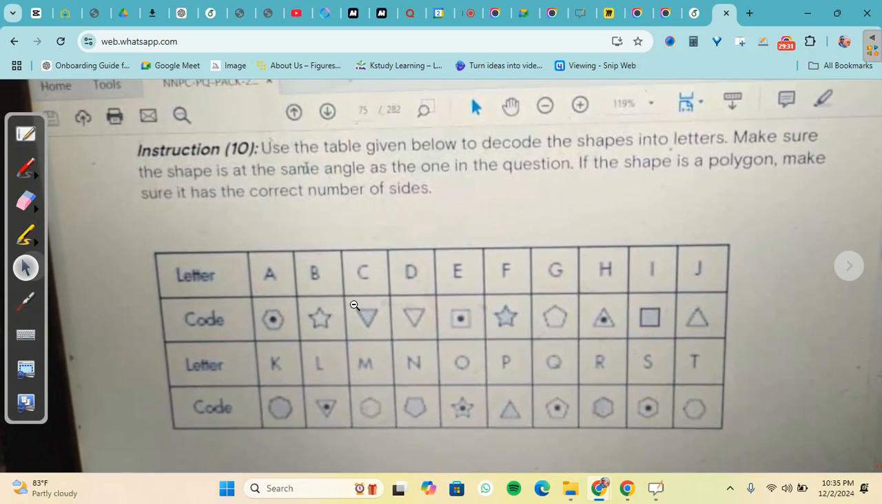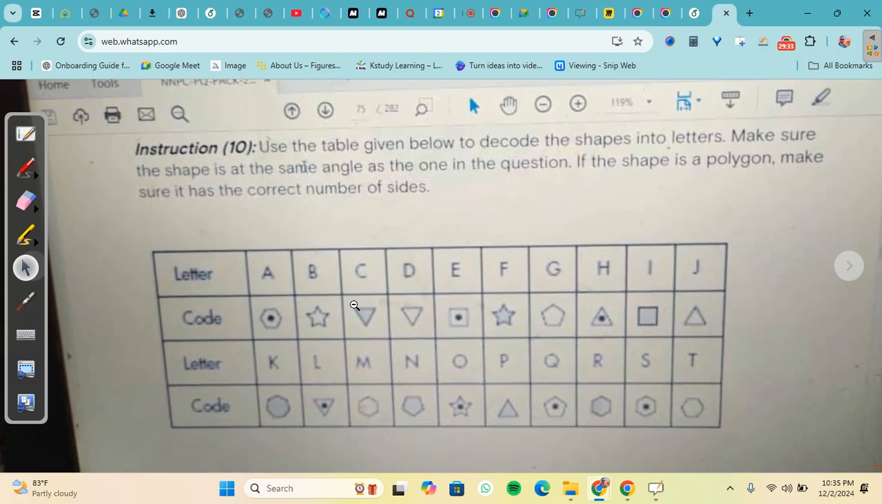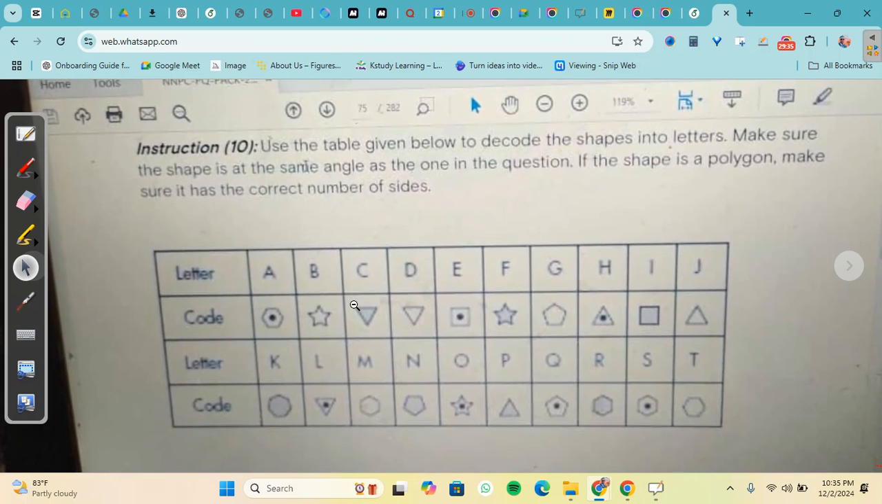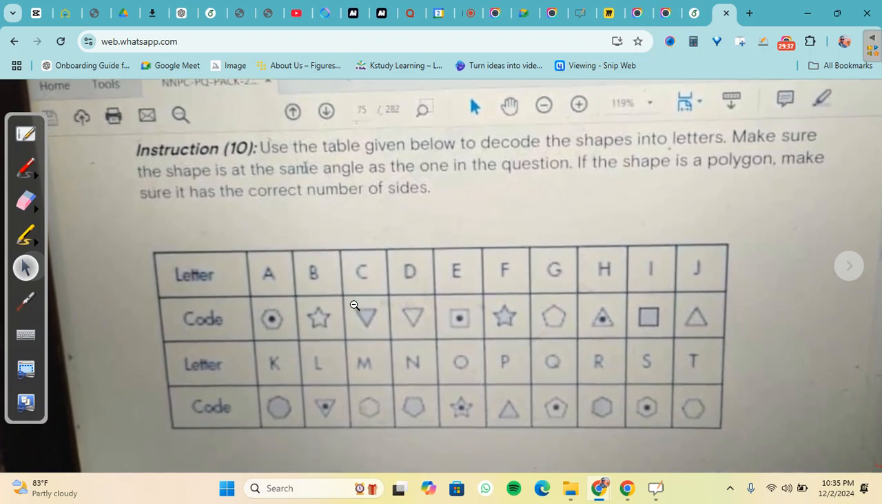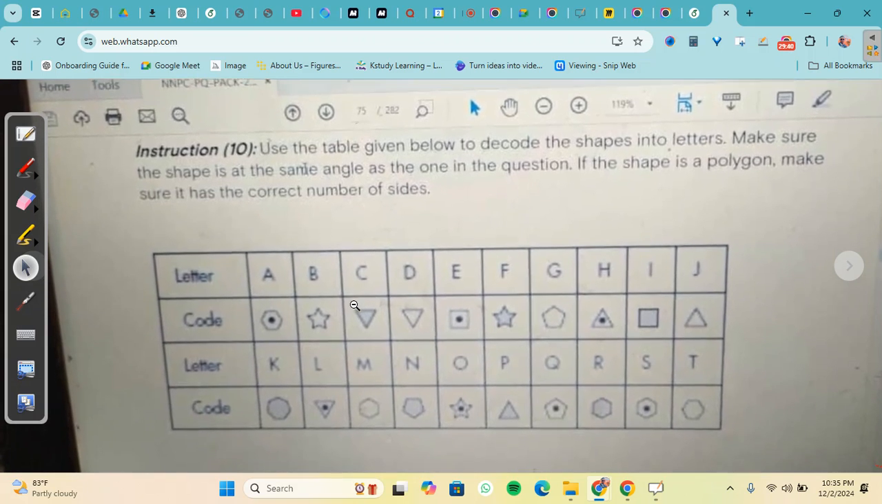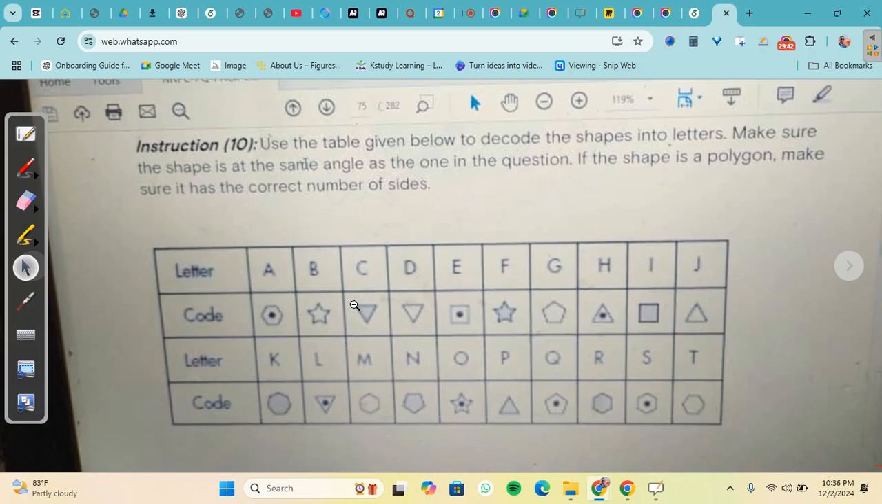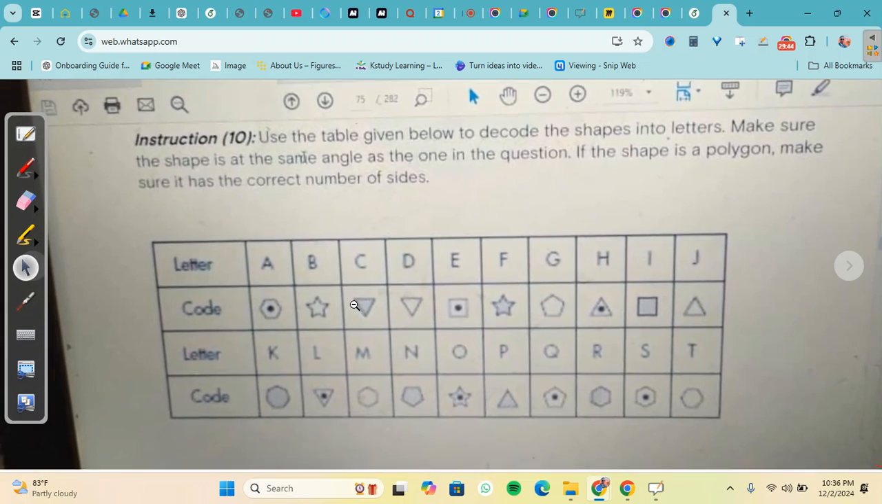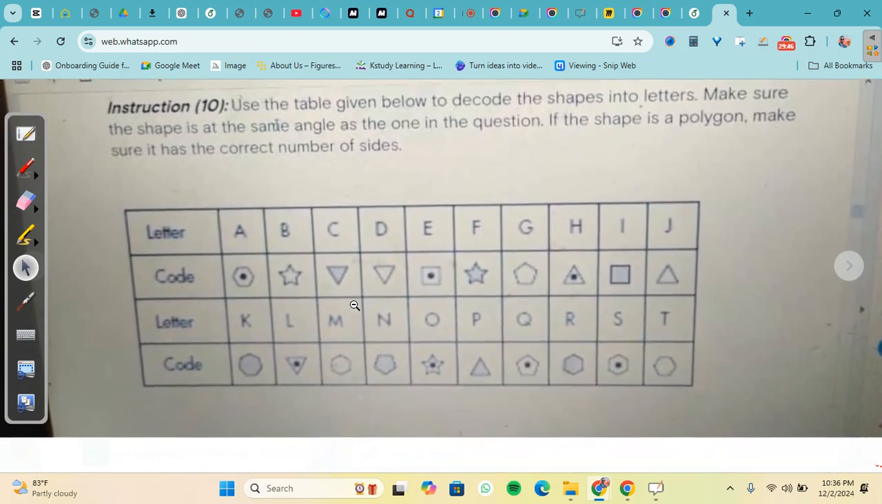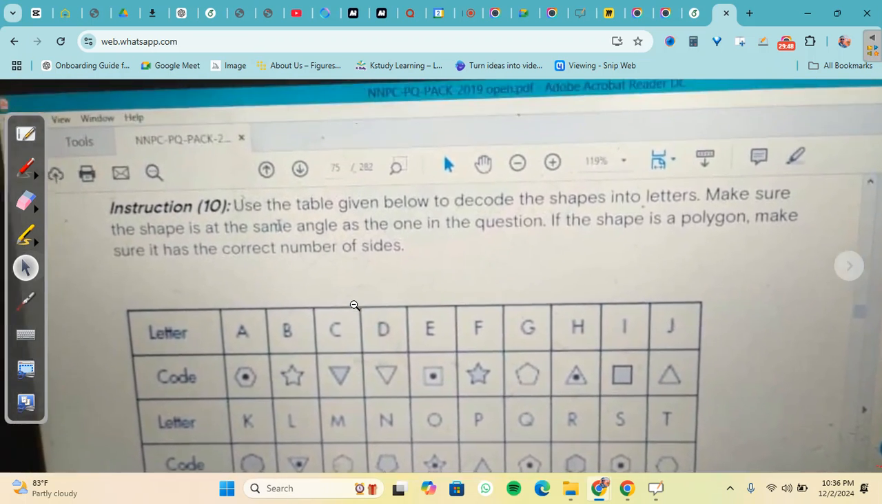Looking at this, we do not have any shape that is shaded with a black color. All I see here is a light blue color, right? This is a light blue color also. None of these shapes is shaded with a black color. Now, look at the question.